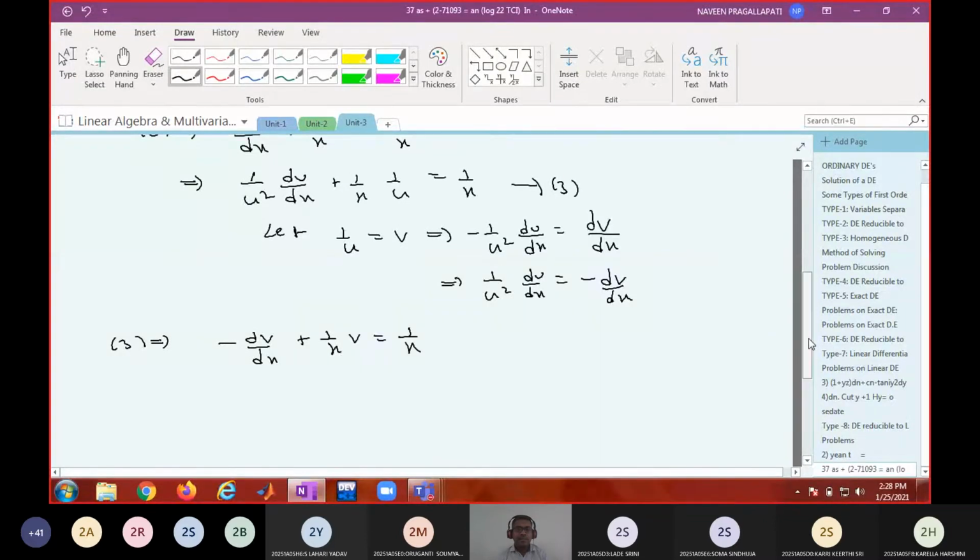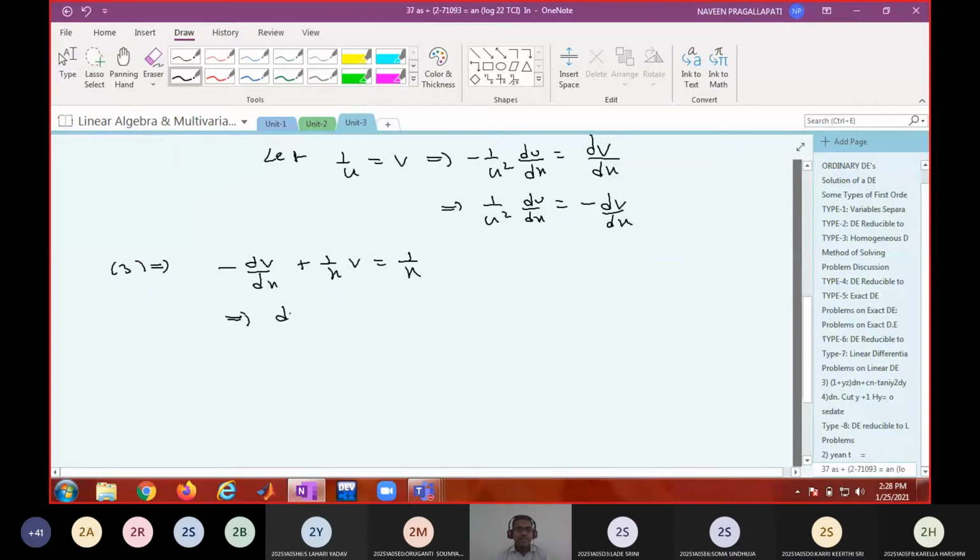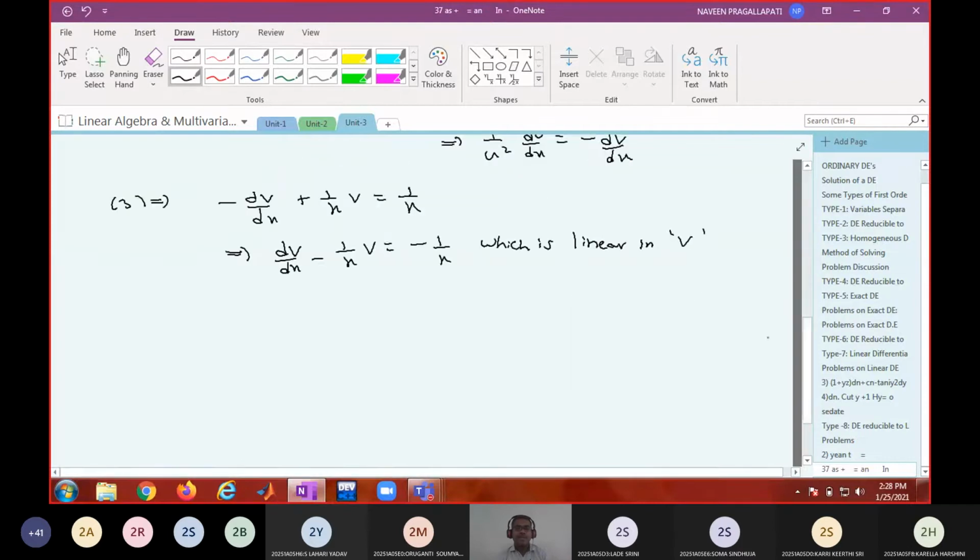So this implies dv by dx minus 1 by x into v equals minus 1 by x, which is linear in v. Therefore, what is the integrating factor? e power integral of minus 1 by x dx, which is e power minus log x, which is e power log 1 by x. So this is 1 by x. Call this equation 4.